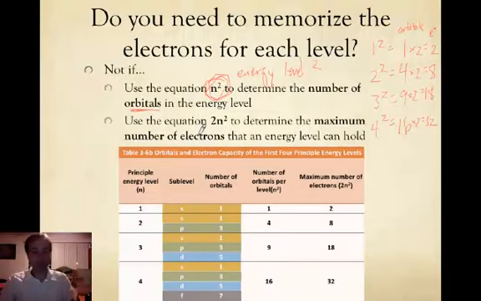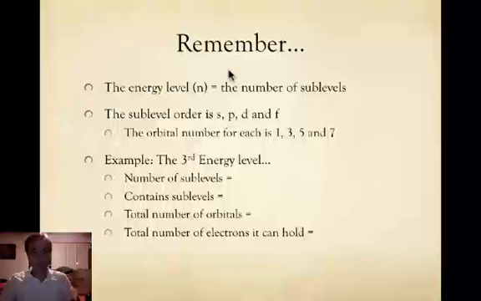You don't need to memorize any numbers. Okay? So let's summarize it all up. I know these are long notes. Let's talk about what we need to remember. Remember the energy level, n, whatever the n value is, that also tells you the number of sublevels. The sublevel order is S, P, D, F, and each sublevel contains a certain number of orbitals. S contains 1, P contains 3, D contains 5, and F contains 7.